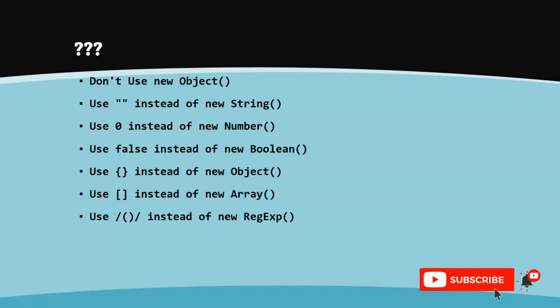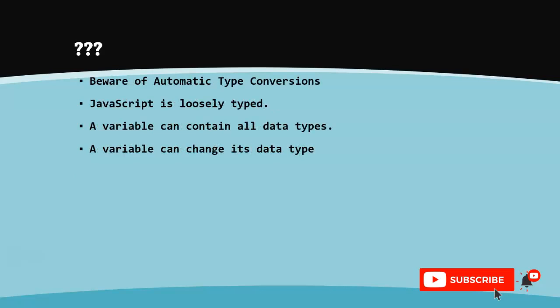Don't use new String objects, use double quotes instead of new String. Use 0 instead of new Number. Use false instead of new Boolean. Use curly brackets instead of new Object. Use square brackets instead of new Array. Use slashes instead of new RegExp.